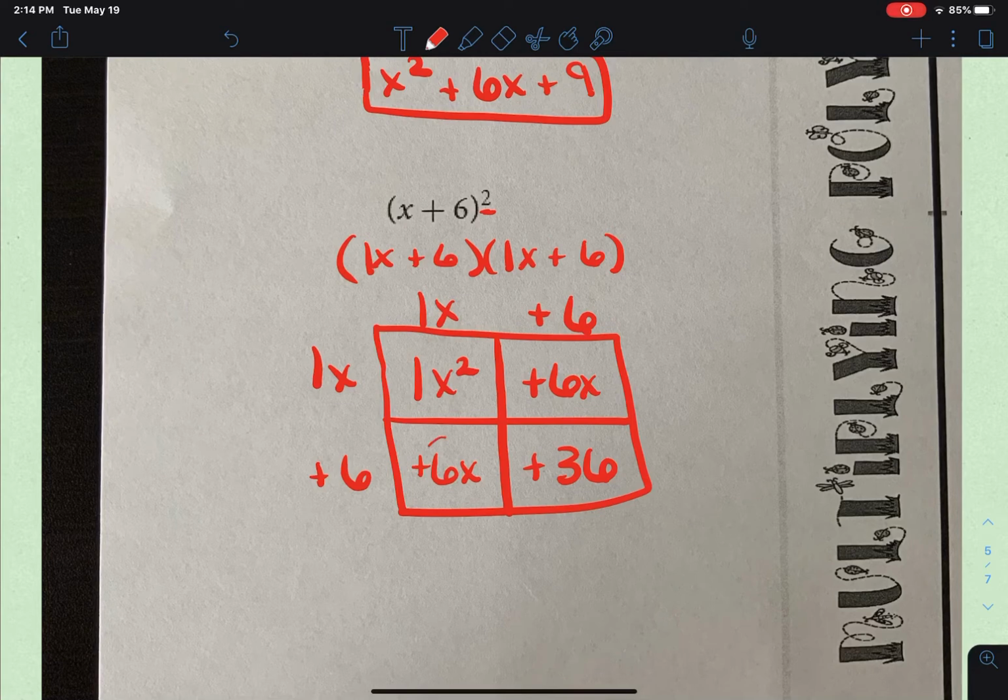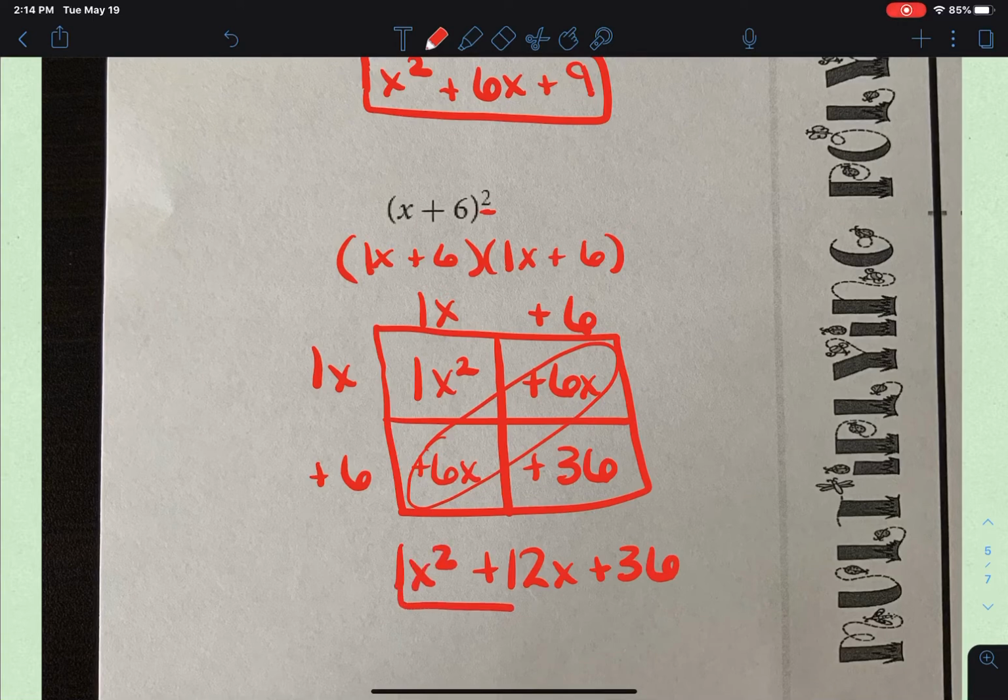So our like terms are right here. So positive 6x and positive 6x is positive 12x. I'm going to bring down my plus 36 and my 1x squared in front. And then remember, you can drop that 1 in front of the x squared.